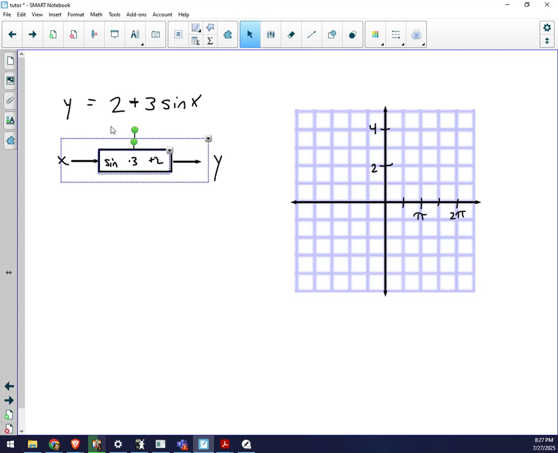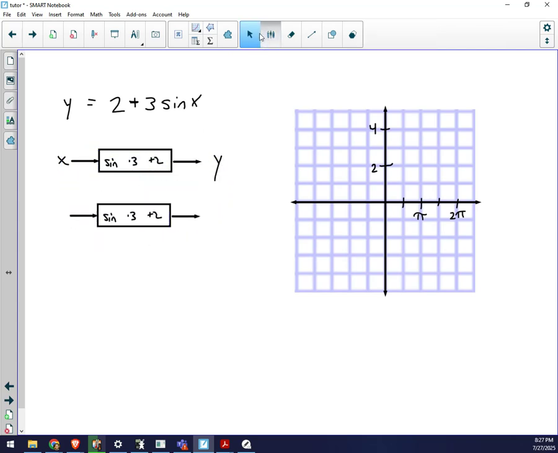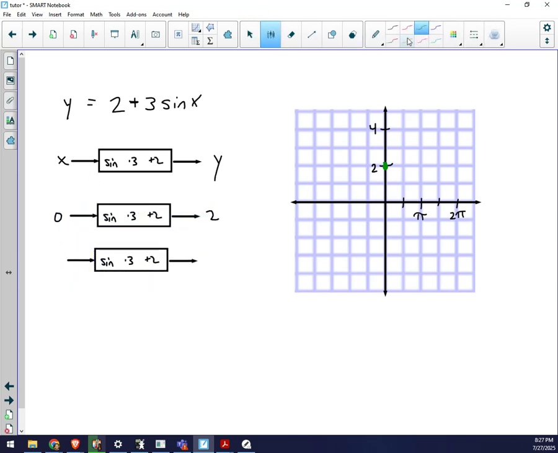So if we take the input of 0, sine of 0 is 0. 0 times 3 is 0, and 0 plus 2 is 2. So that gives us the point 0, 2. So here's one point on the graph, 0, 2. Okay, now let's do the same thing with pi halves. The sine of pi halves is 1. 1 times 3 is 3. 3 plus 2 is 5. So that gives us the point pi halves, 5. Oops, that's pi halves, 4. Let's try that again. Pi halves, 5.